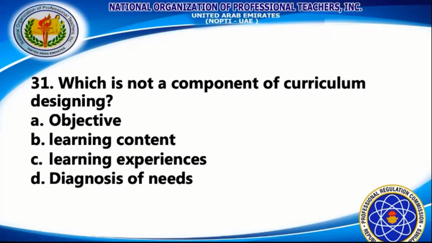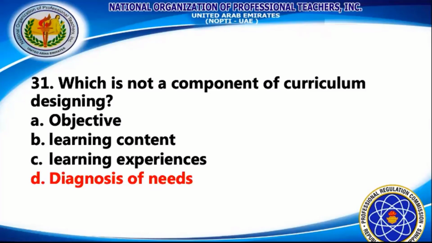Okay. Component of curriculum designing. Which one is not a component of curriculum design? When you do the curriculum process, saan dyan yung hindi kino-consider? Is it the objective, learning content, learning experiences, or what? Saan ang hindi component ng curriculum designing? Letter D, diagnosis of needs.